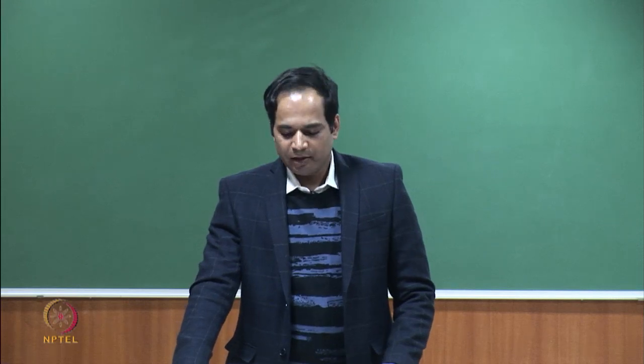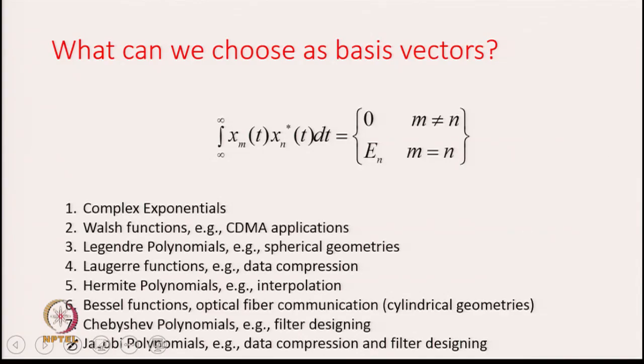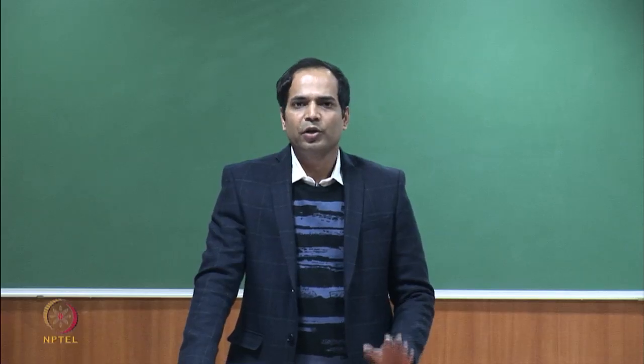What can we choose as basis vectors? Well, there are a lot of examples that we can choose as basis vectors. We can use complex exponentials to construct these orthogonal functions, which we do in the case of Fourier series. We will learn about this in this course. We have Walsh functions, which we use for CDMA applications. We have Laguerre polynomials, Legendre functions, Hermite polynomials, Bessel functions, Chebyshev polynomials, Jacobi polynomials, and so on and so forth. So, there is a wide variety of functions that you can choose to construct your basis vectors. A few important examples of such functions we will see in this course.